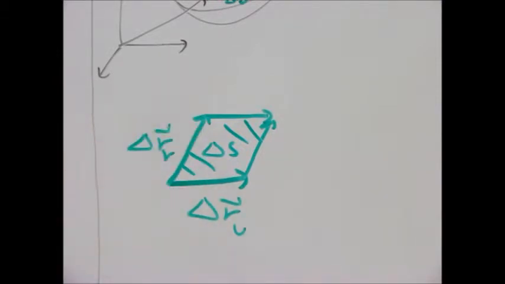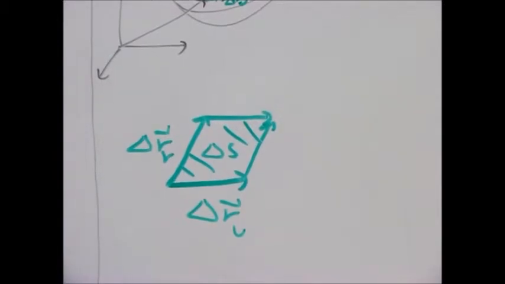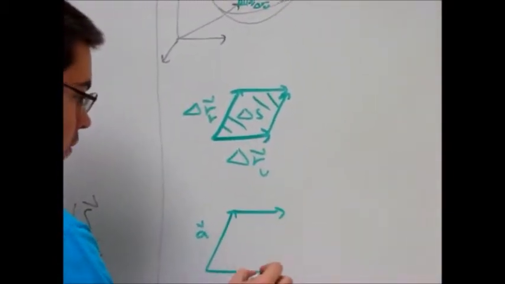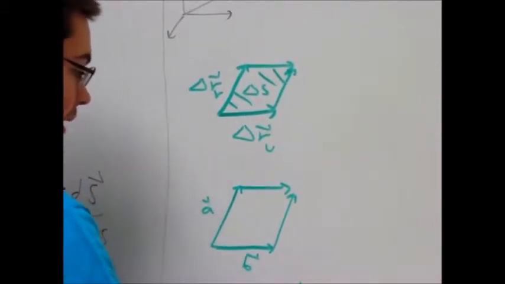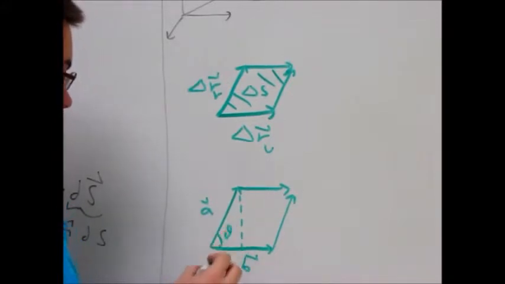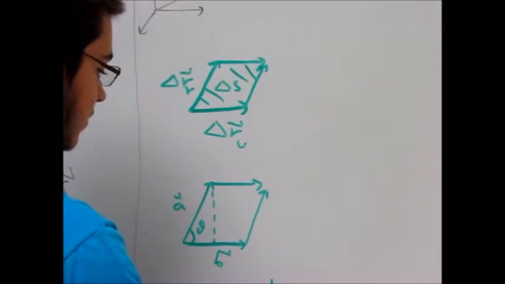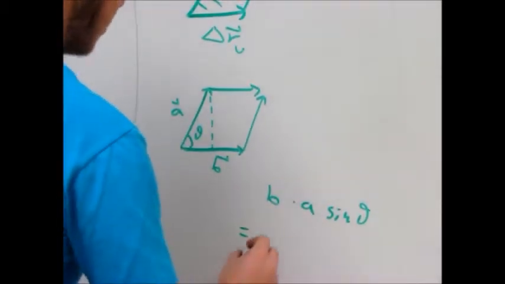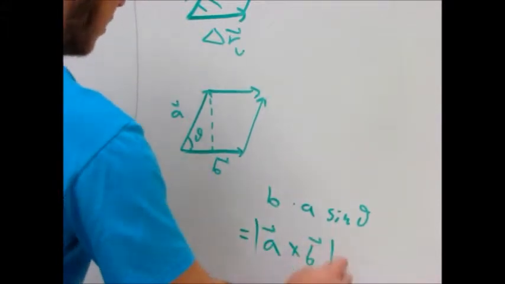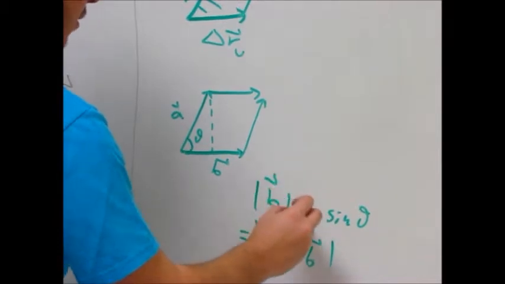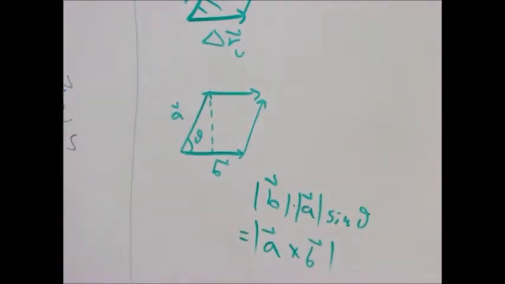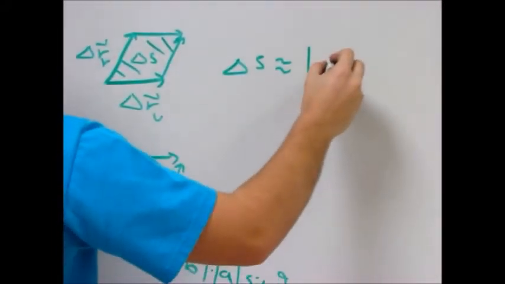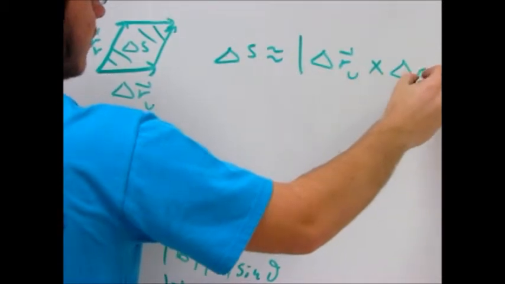So if we want to find the area of a parallelogram, well, we know that the area of a parallelogram in general, if we have vectors A and B, is the base B times the height. If this is the angle, the height would just be A sine theta, which, as we know, is also the cross product of A and B. The magnitude of the cross product is A B sine theta. These are the magnitudes of these vectors. And so in this case, we have delta S is approximated by the magnitude of delta r u cross product delta r v.